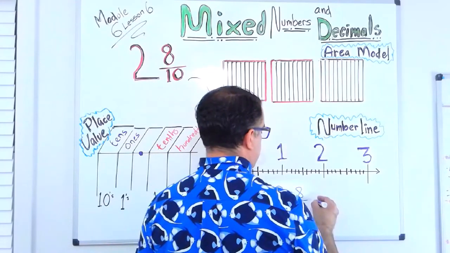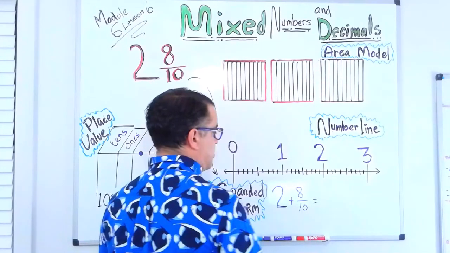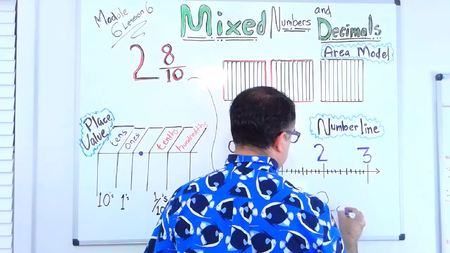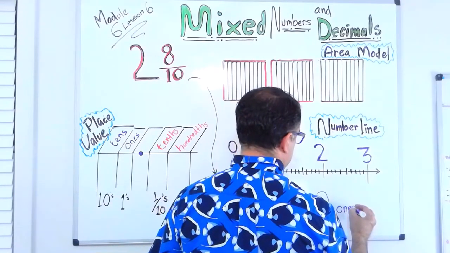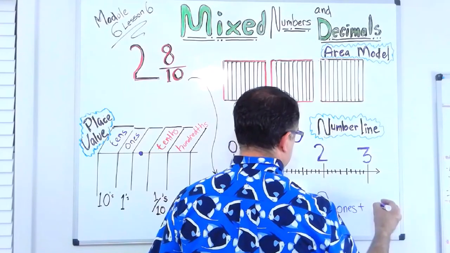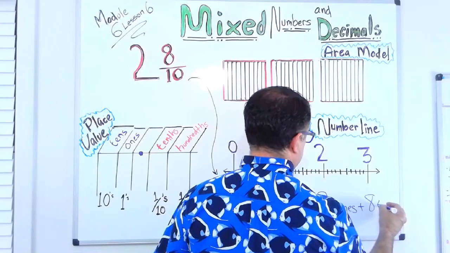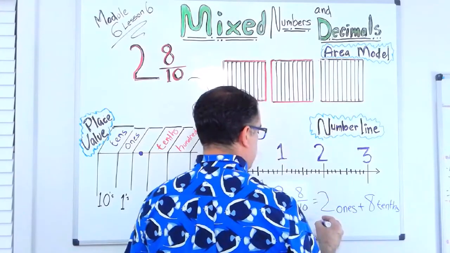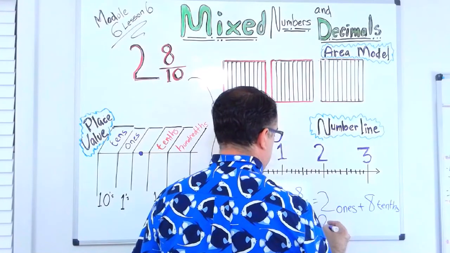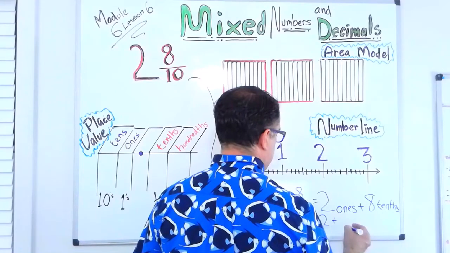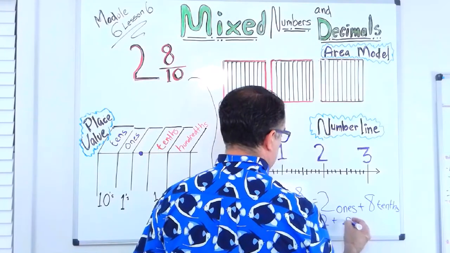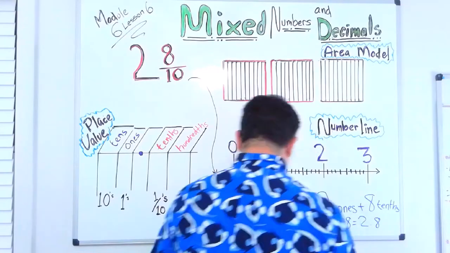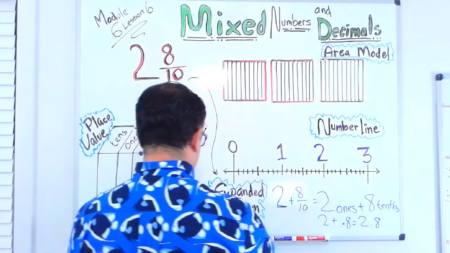So if we were going to think about this as a decimal in expanded form, we would say 2, and let's use unit form, 2 ones plus 8/10. And we'll go another step further and say 2 plus 0.8, or in other words, 2.8. Okay, that's one way of looking at it.